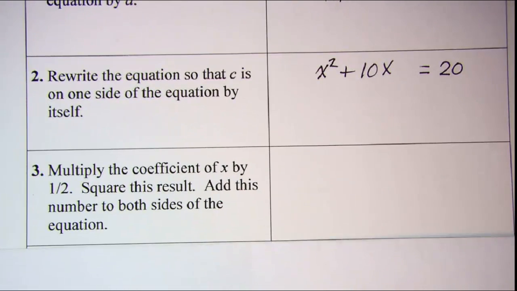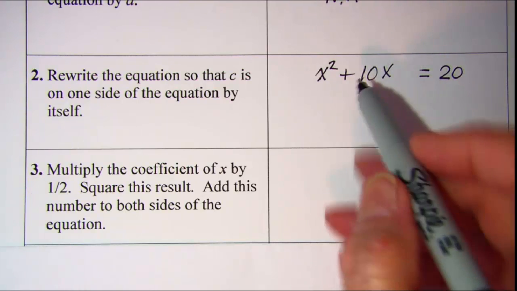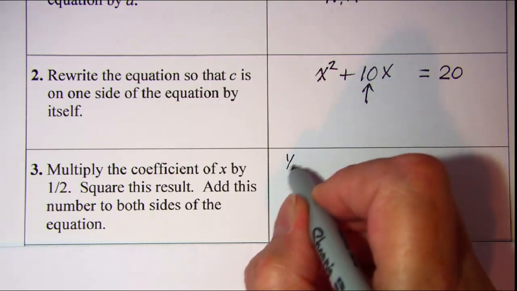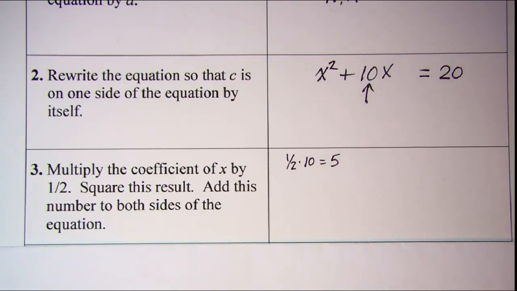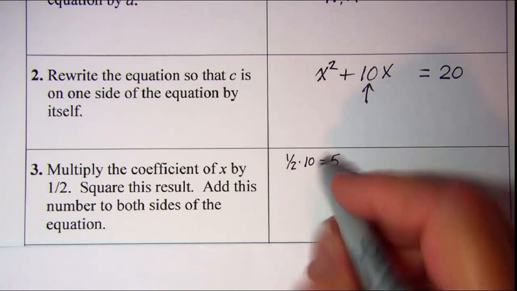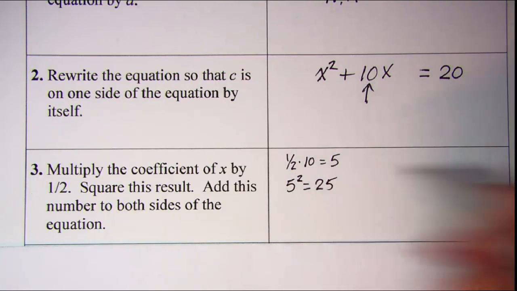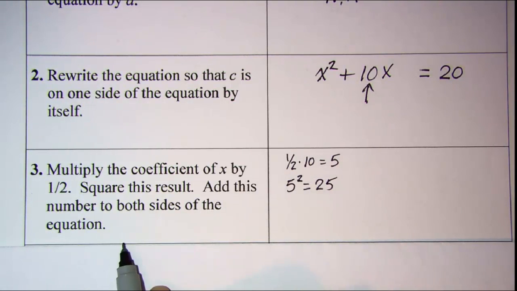Step 3 is to multiply the coefficient of x by 1/2, square this result, and then add this number to both sides of the equation. So our coefficient of x is 10. So we want to multiply the 10 by 1/2, and we'll get 5. And then we want to square that result, and we'll get 25. And then we want to add this number to both sides of the equation.